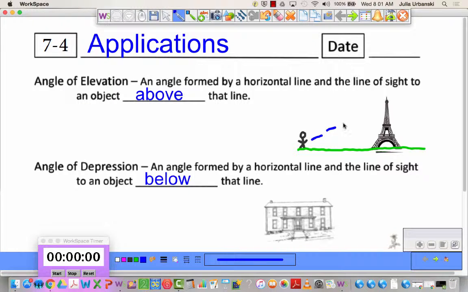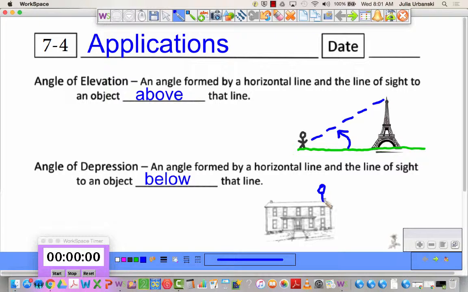So if you're on the ground and you're looking up at the top of a tower, the angle of elevation is this angle right here from you. Basically, it's from your eyesight, and then it's looking upwards. Angle of elevation goes upwards. Where do you think an angle of depression goes? Downwards. So if you're going to be having an angle of depression, you have to start up high.